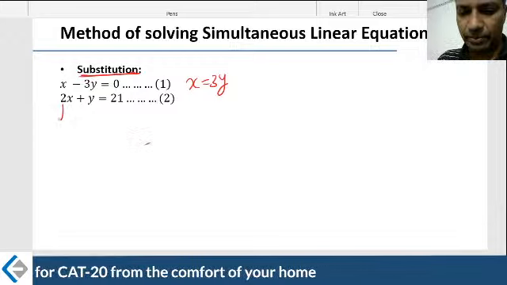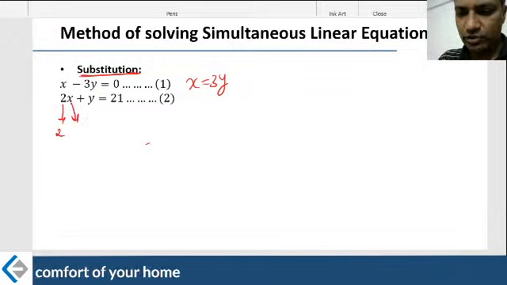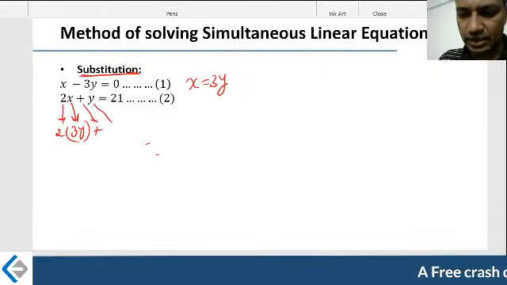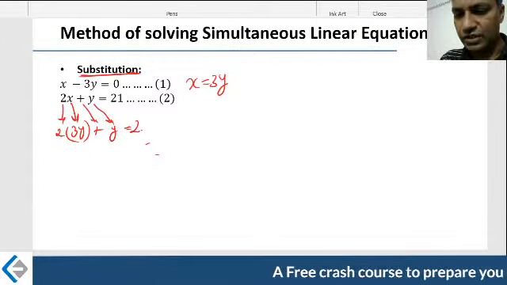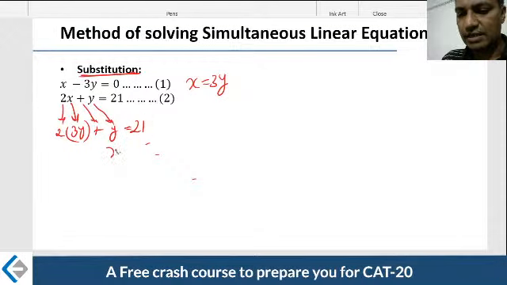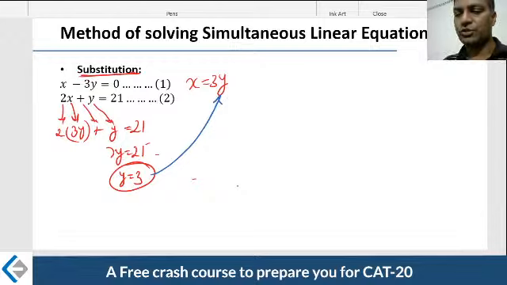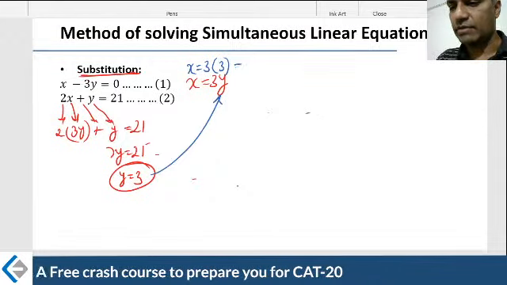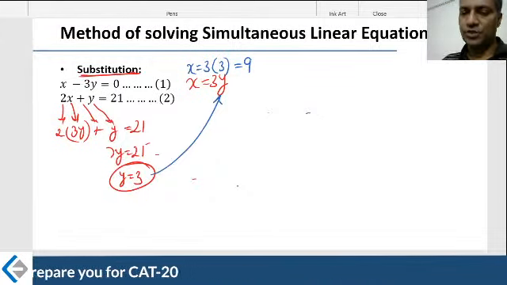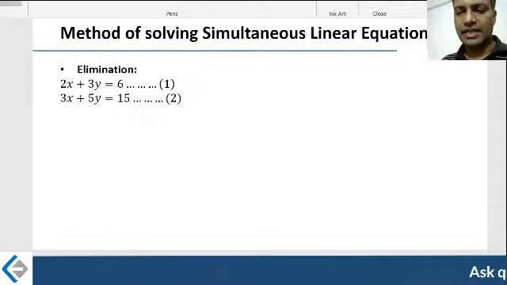That is one method. x is nothing but 3y. You come back here, you represent this 2 here. What is the value of x? x is nothing but 3y, and then plus y, which is equal to 21. Therefore, you say that 7y is equal to 21. Therefore, y is equal to 3. Once you know the value of y is equal to 3, you substitute it back out here. Therefore, x is equal to 3 times the y value, which is nothing but 9. That is one: the substitution method.